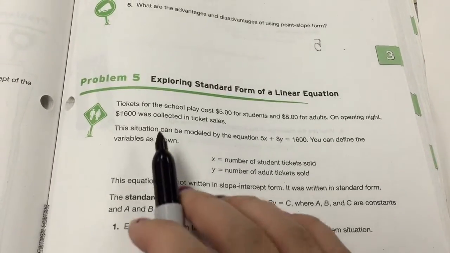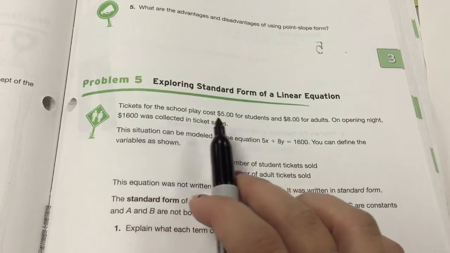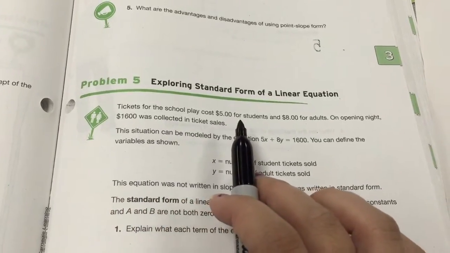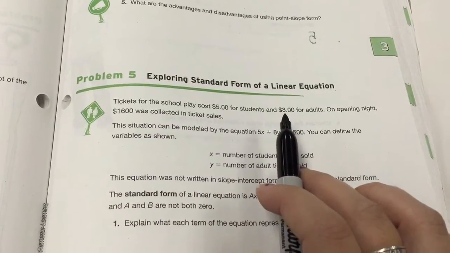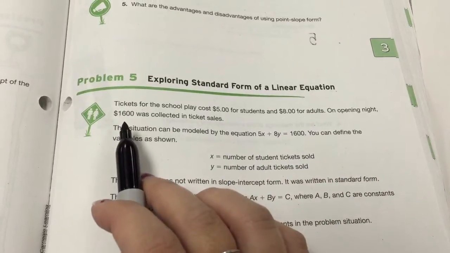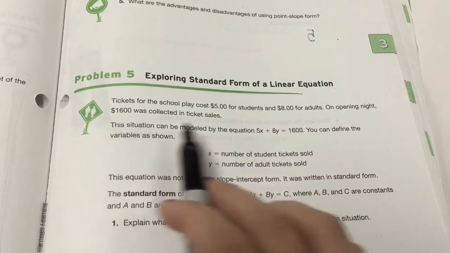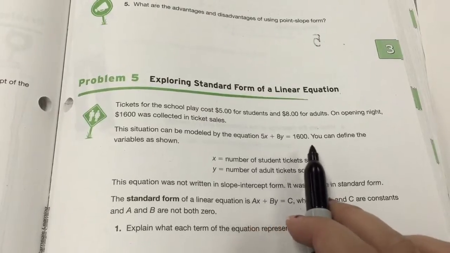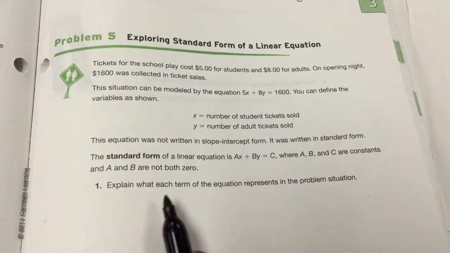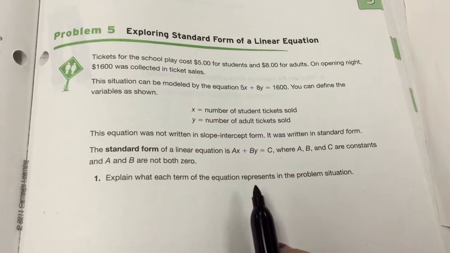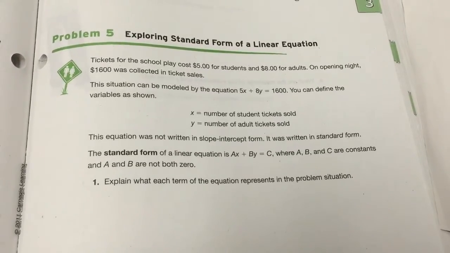And for this one, they give you a situation. So there's tickets for a school play. It's $5 for students and $8 for adults. On opening night, they made $1,600. So they give you this equation right here. And number 1 says explain what each term of the equation represents in the problem situation.